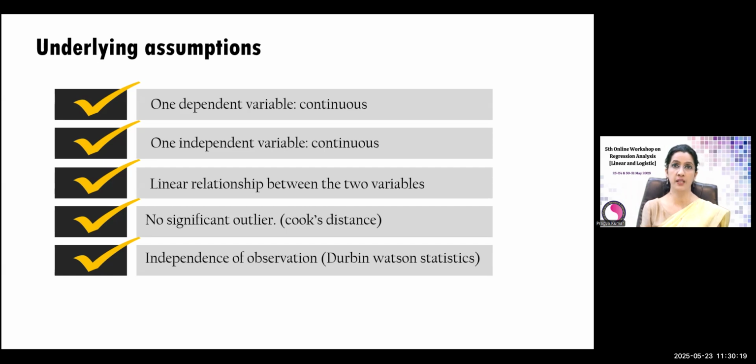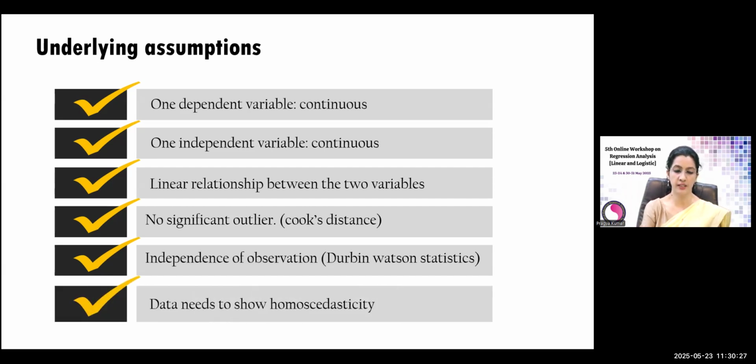And there should be independence of observation, which we check using Durbin-Watson statistics. And then the data needs to show homoscedasticity. And we'll see what this homoscedasticity is. These are the assumptions of a simple linear regression. That means here there is only one predictor variable. Once we understand this, then we'll add more variables in the equation. So we'll see these one by one.